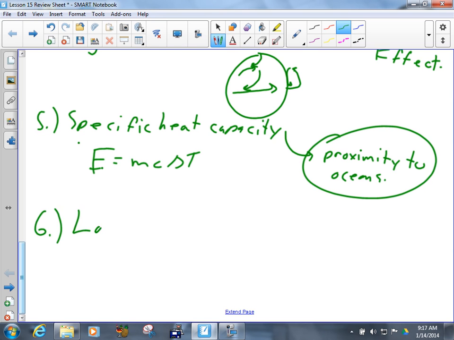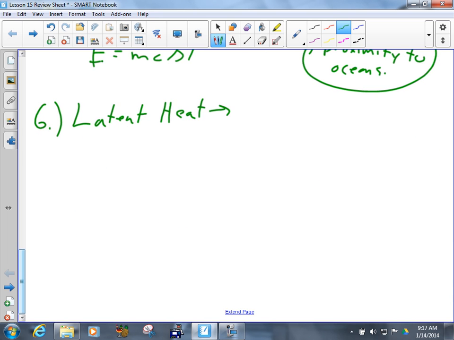Okay. 6, latent heat. All right. So latent heat, obviously, again, you got to know how it's part of energy transfers in the global system because we've already talked about that part. But bet that there will also be a problem to do with this, worth between 6 and 8 marks.